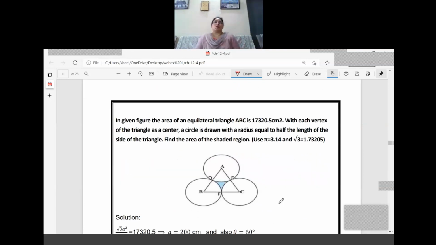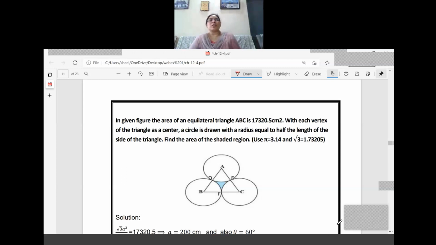Okay. Next question. In the given figure, the area of the equilateral triangle ABC is 17320.5 centimeter square. With each vertex of the triangle as a center, a circle is drawn with the radius equal to half the length of the side of the triangle. Find the area of the shaded region. Pi value is given as 3.14, root 3 is given as 1.73205, right?